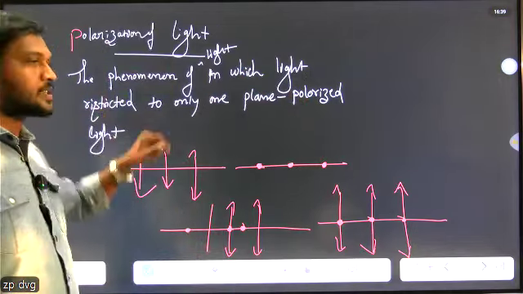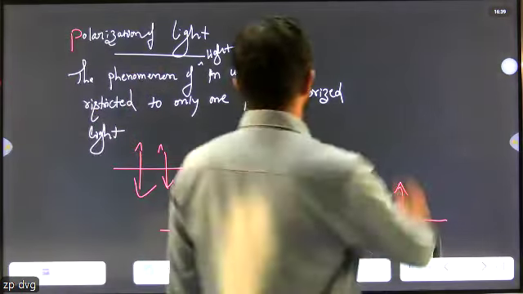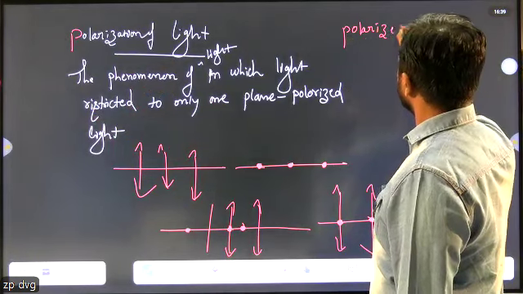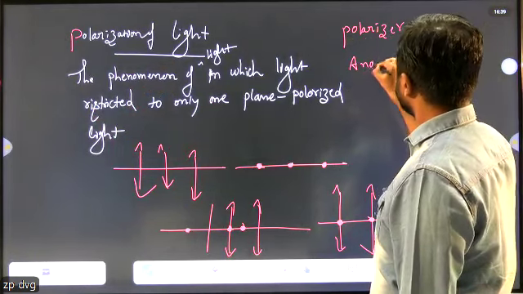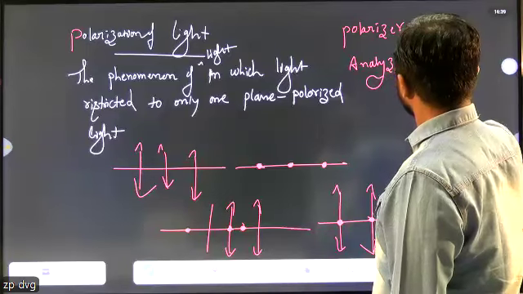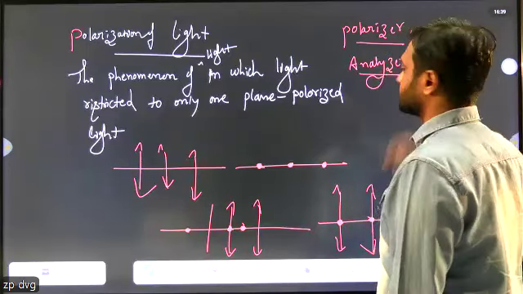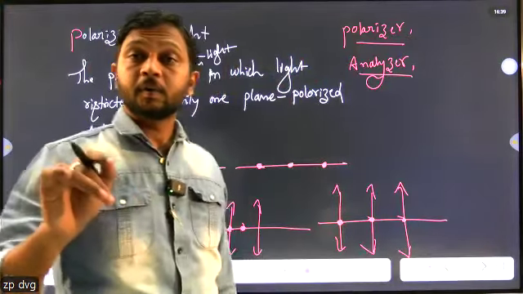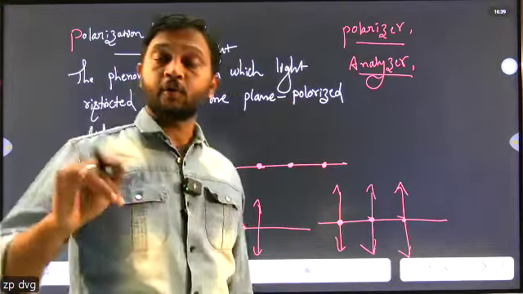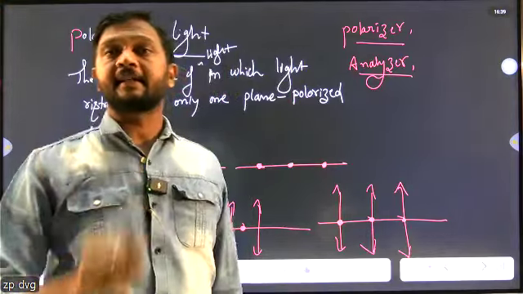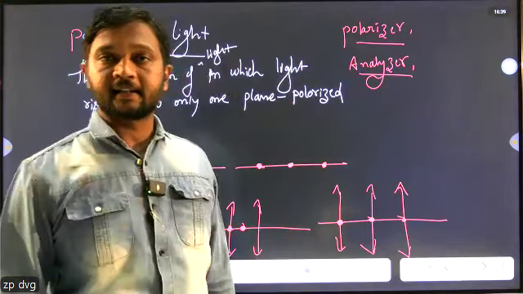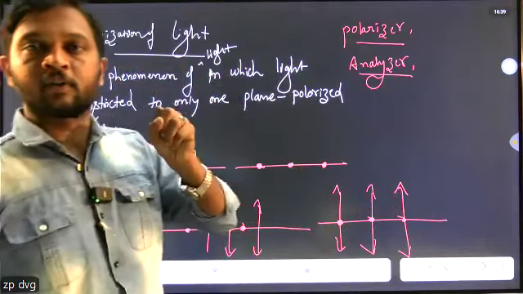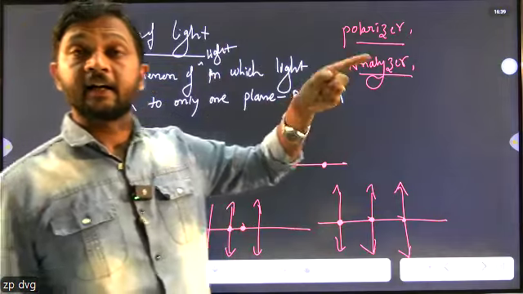After this polarization of light, two instruments: what is a polarizer and analyzer? A polarizer is a device used to produce plane polarized light. And what is an analyzer? It is a device used to detect plane polarized light. It's called a polarizer and analyzer.